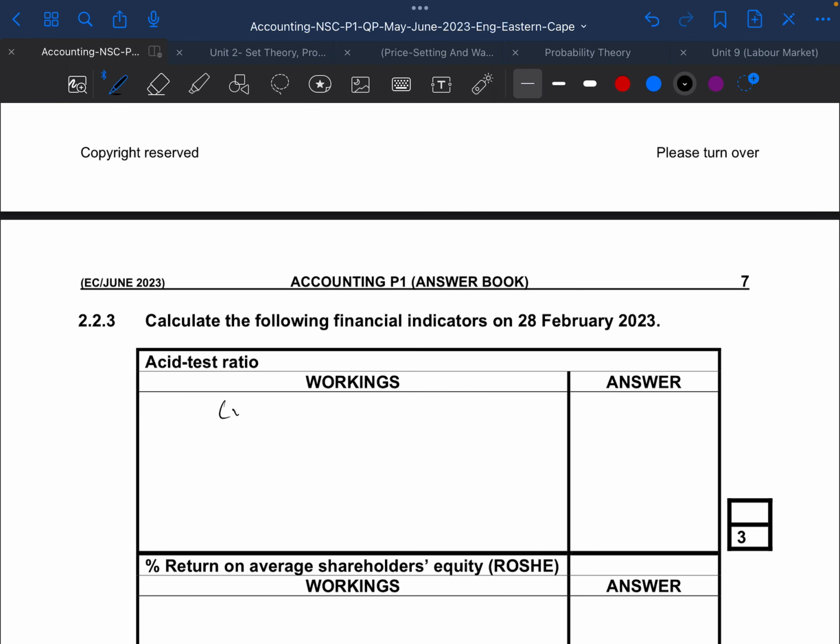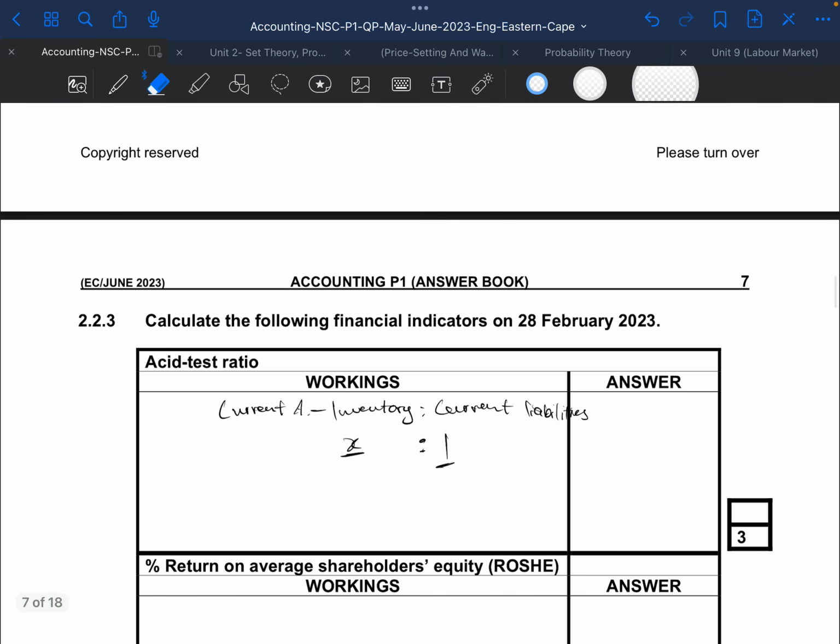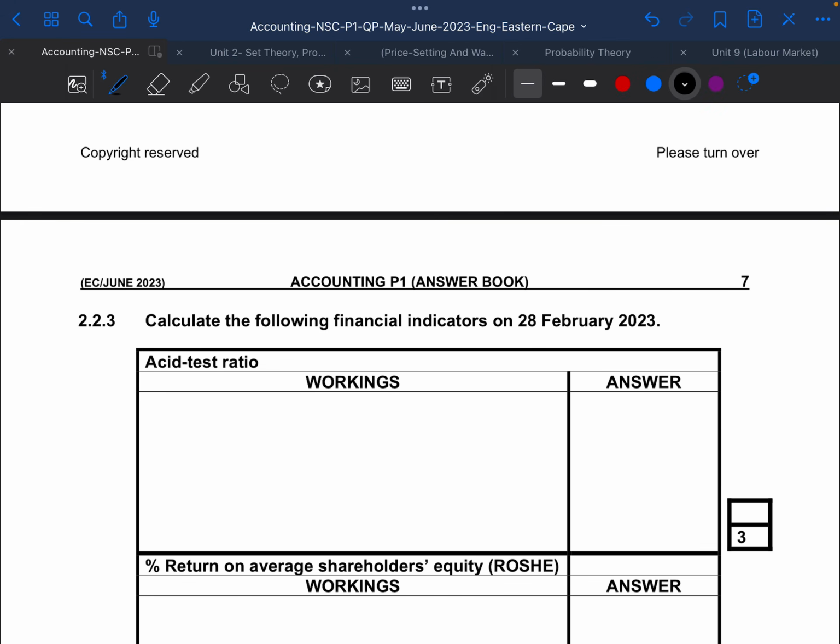So the acid test ratio is current assets minus inventory, over your current liabilities. Now you know that it is always a number to 1, so don't forget that. All right, so let's calculate our acid test ratio quickly.